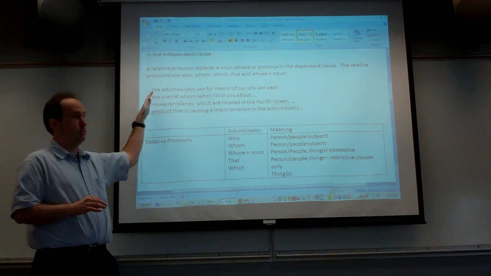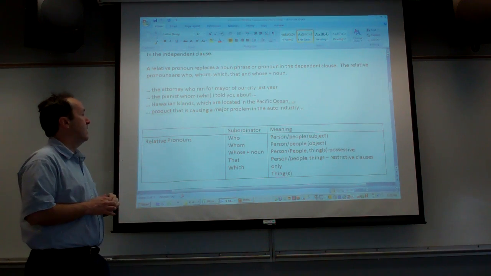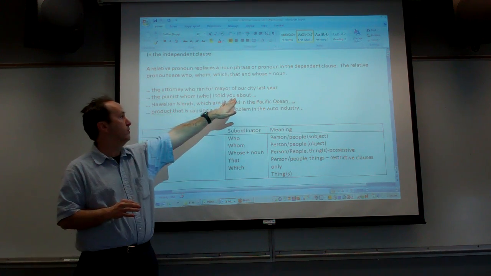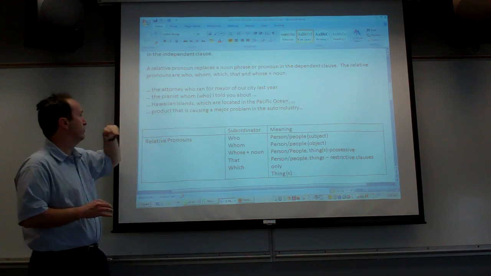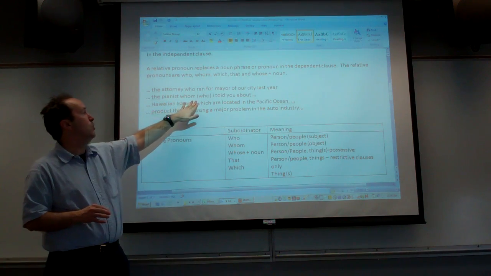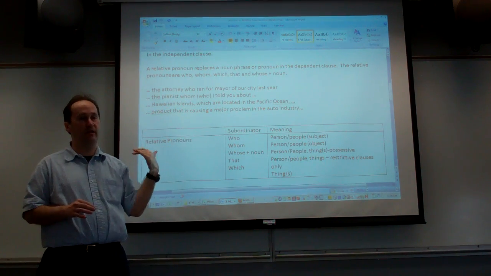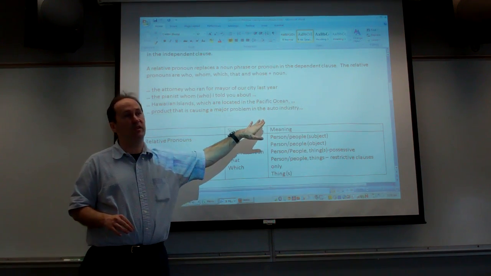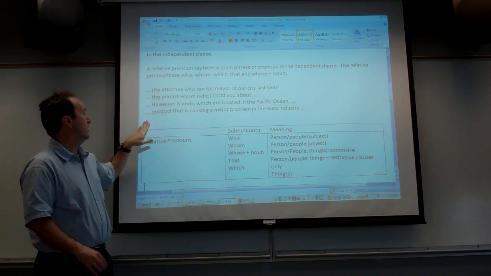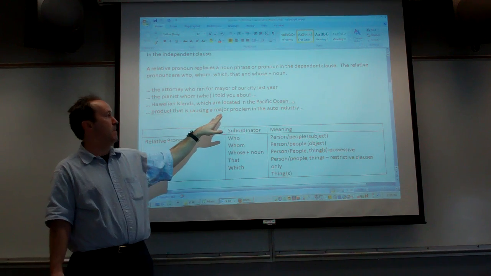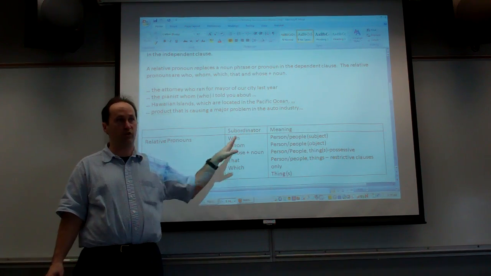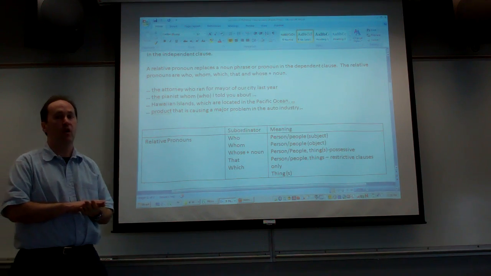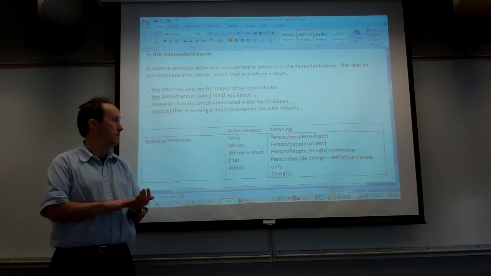Here are a couple of examples of adjective clauses. The attorney who ran for mayor in our city last year. The pianist whom I told you about, or who I told you about in colloquial speech. The Hawaiian Islands, which are located in the Pacific Ocean. A product that is causing a major problem in the auto industry. So here are some examples of these relative or adjective clauses.